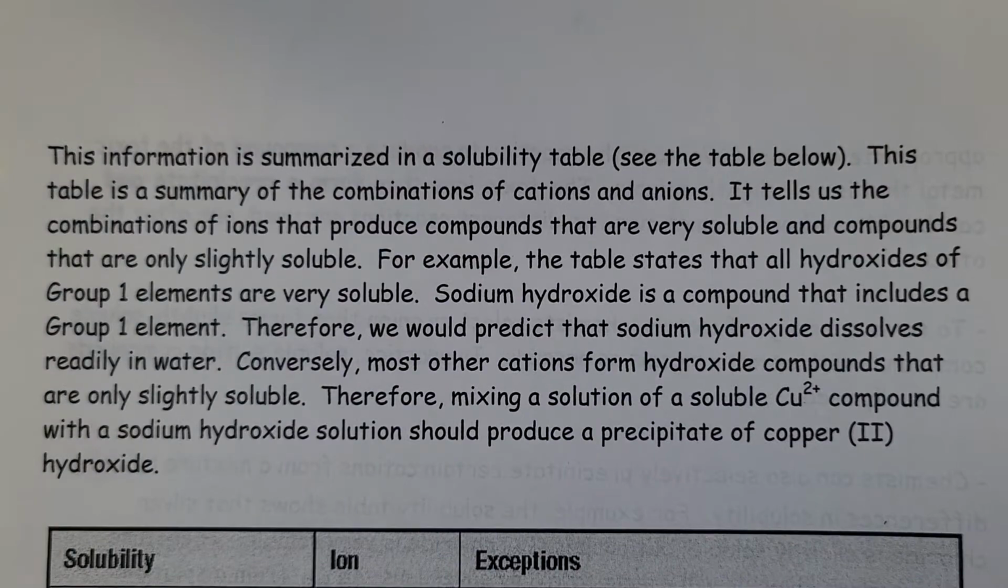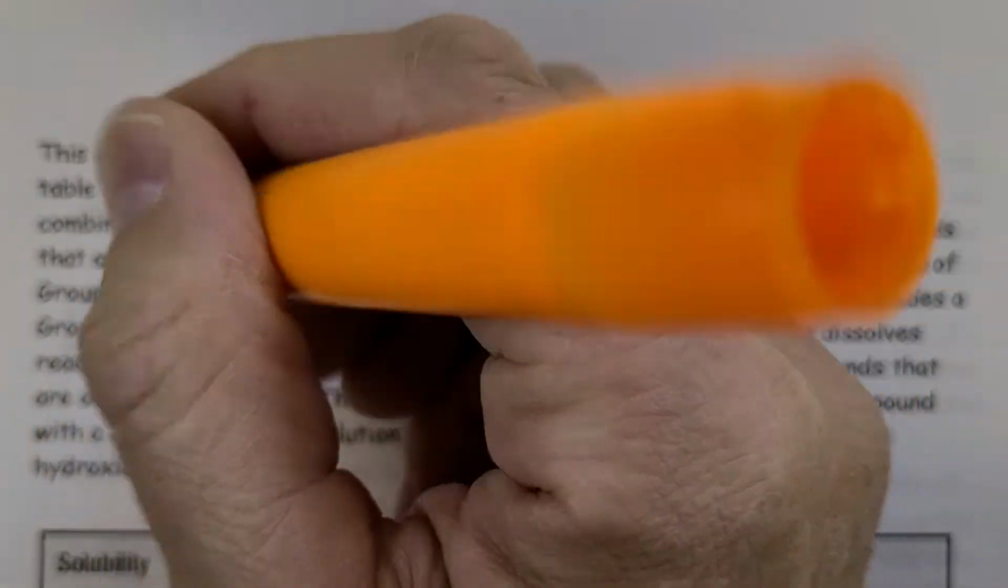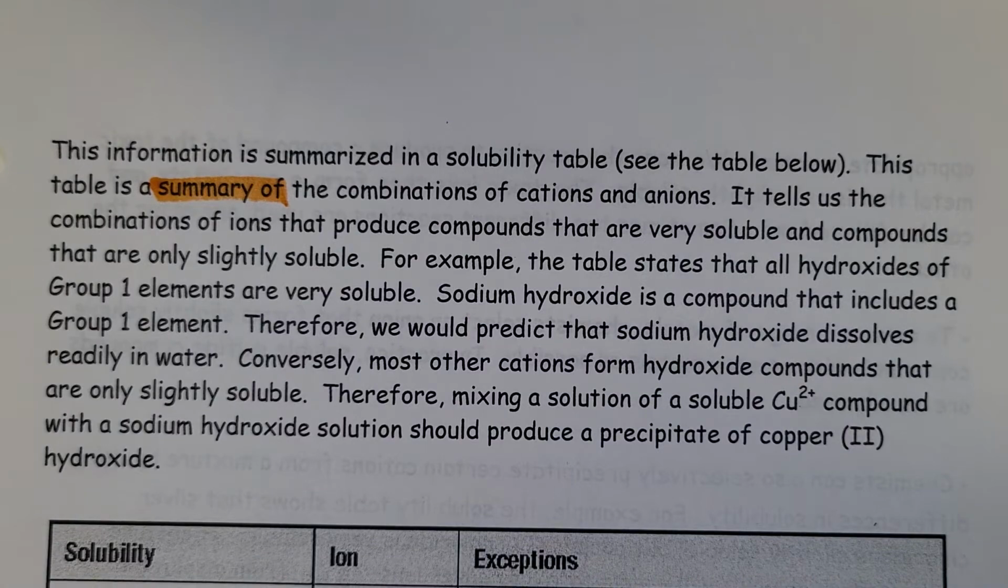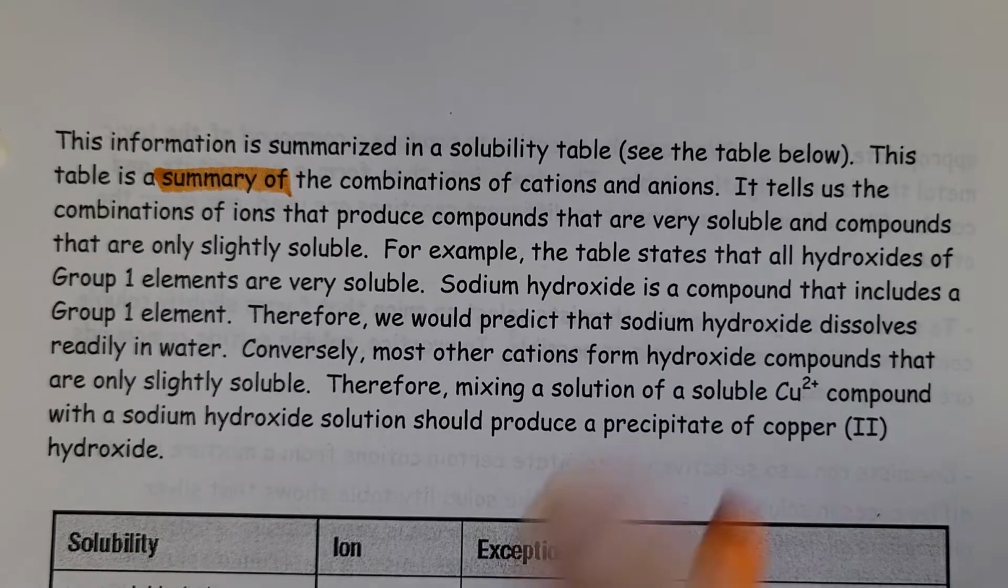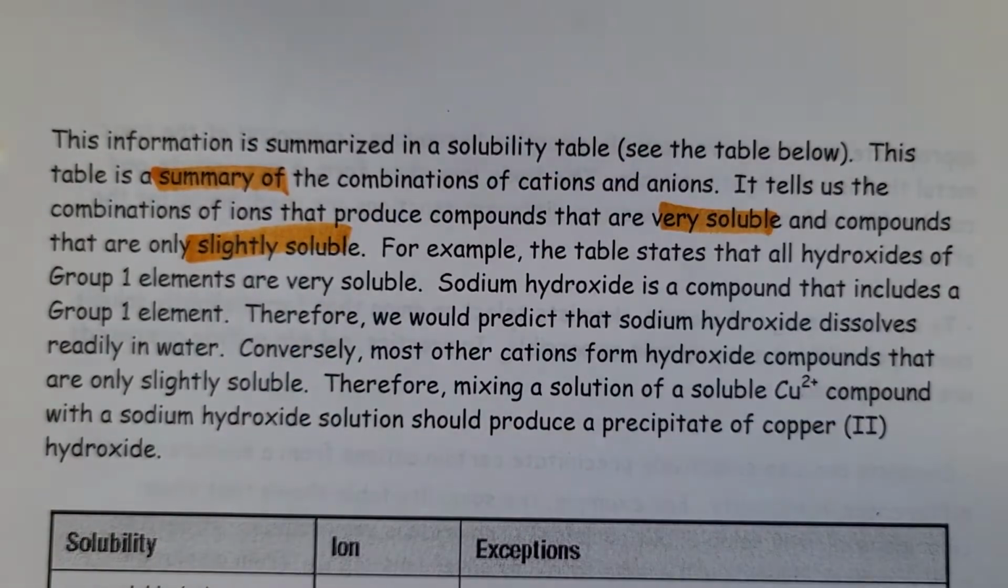This information is summarized in the solubility table, as you can see below. This table is a summary of different combinations of ions. It tells us the combination of ions that produce compounds that are either very soluble, so they dissolve really well, or they don't dissolve very well.